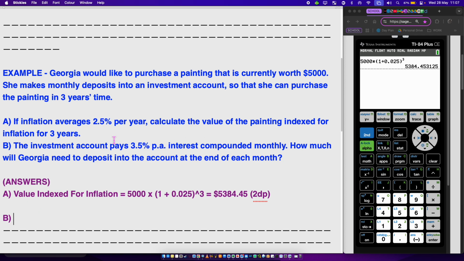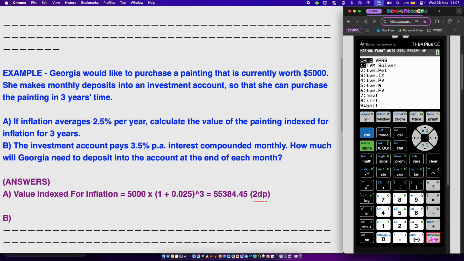Well, part B, she's investing in an account paying 3.5% per annum, compounding monthly. How much does she need to deposit monthly? Can someone remind me, how do I access TVM Solver? Yes? Apps, Finance, TVM Solver. Good. The investment account is paying 3.5%, so 3.5 for I. Does it say she's putting a chunk in to start off with? No, she's just putting money in monthly. So we're going to solve for PMT.